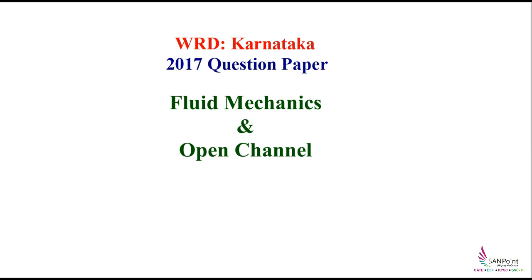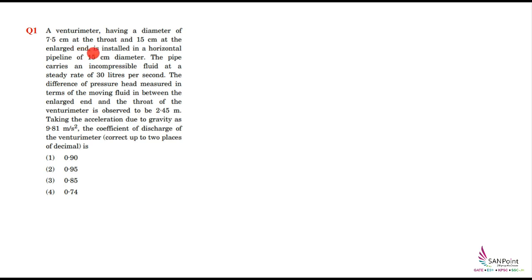Here we have the first question in which a venturimeter is provided to us along with its dimensions, and we have to find the coefficient of discharge. This coefficient of discharge is denoted by CD, and this is the thing which is unknown in this particular problem. In order to solve it, first we should know the concept behind the venturimeter and how it works.